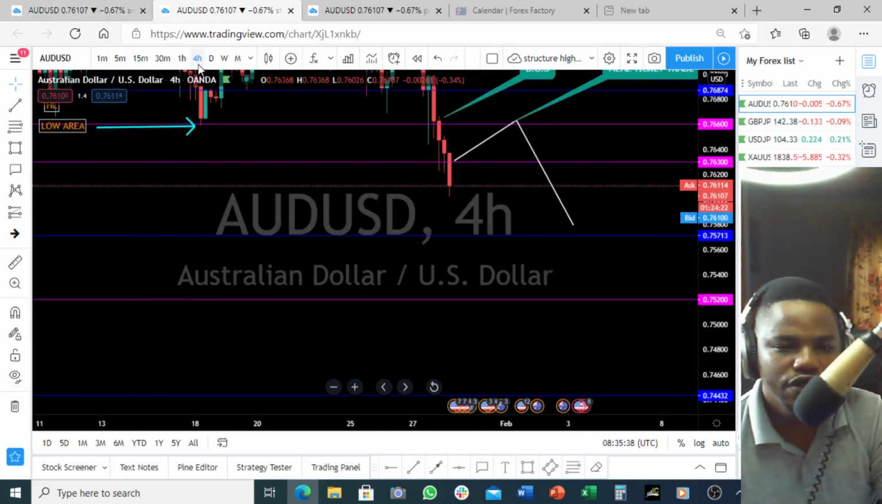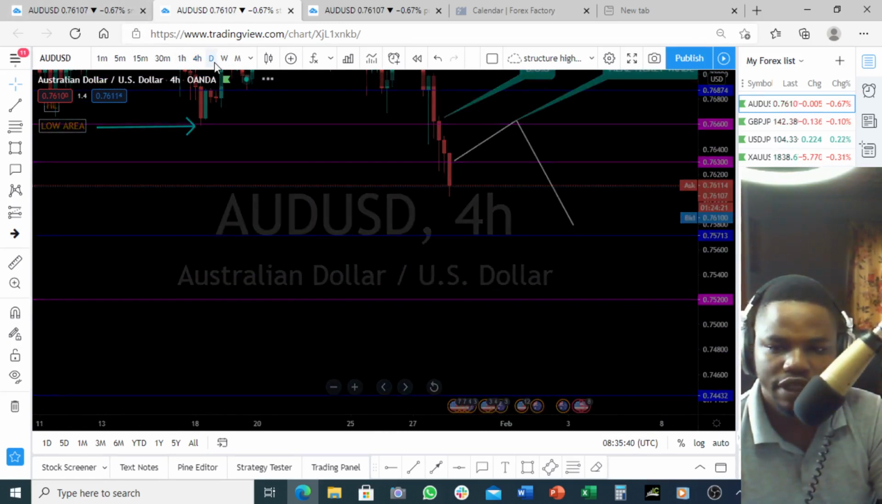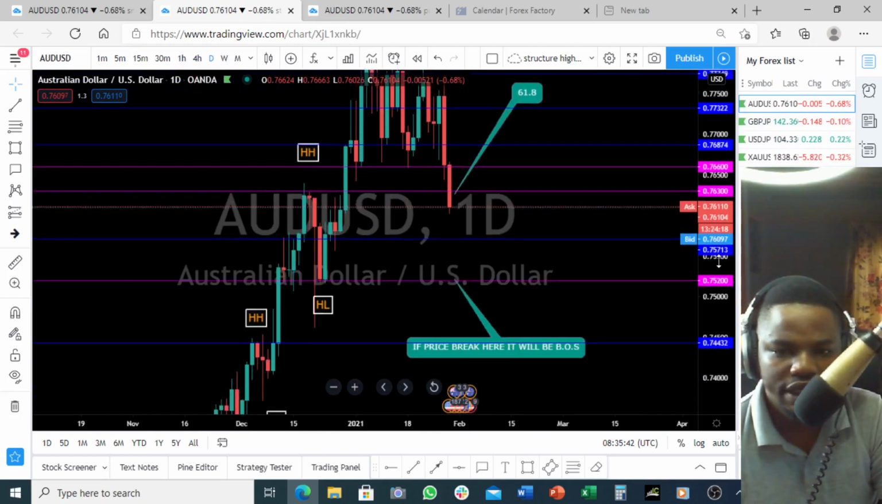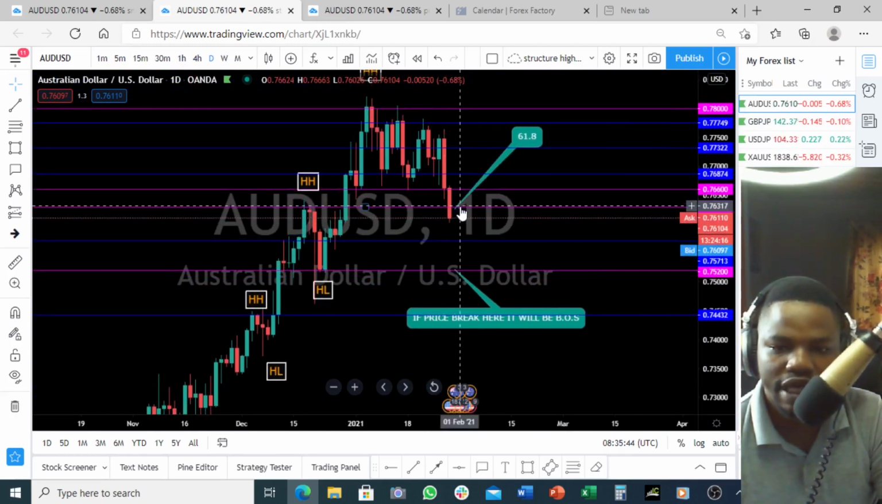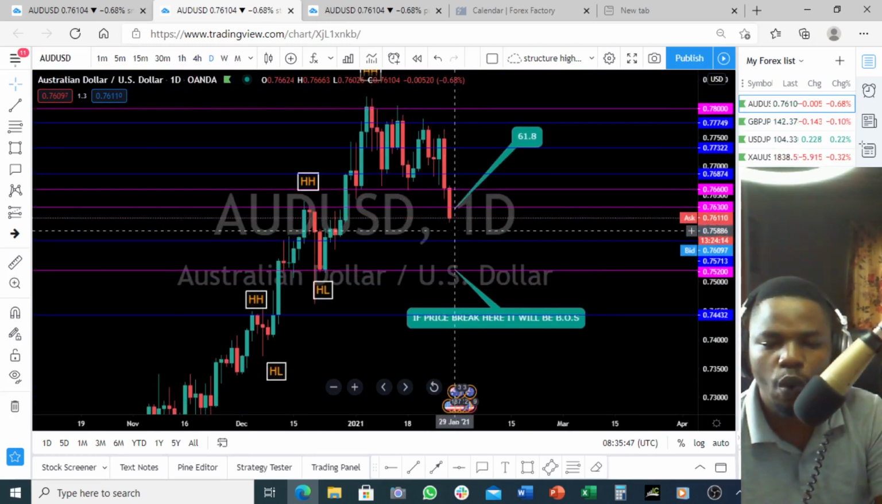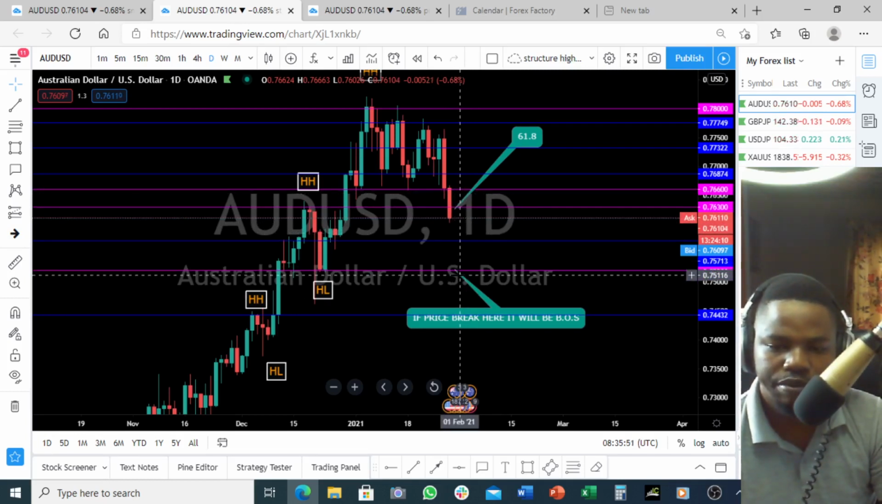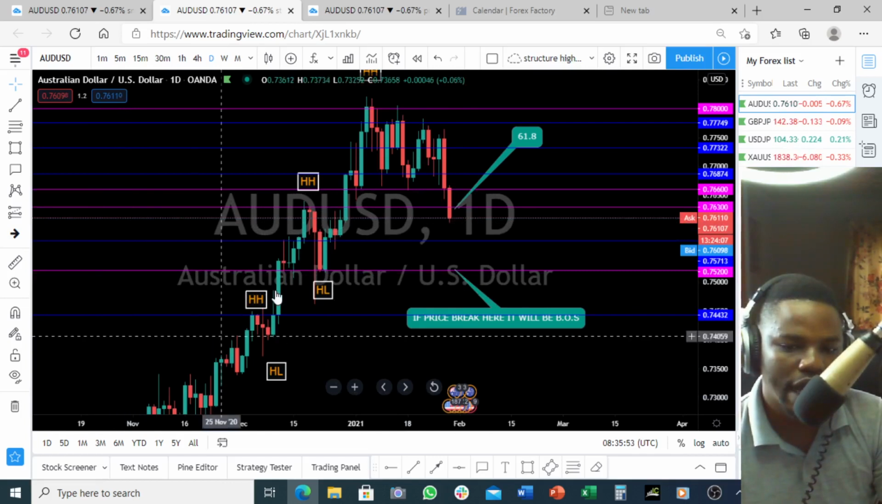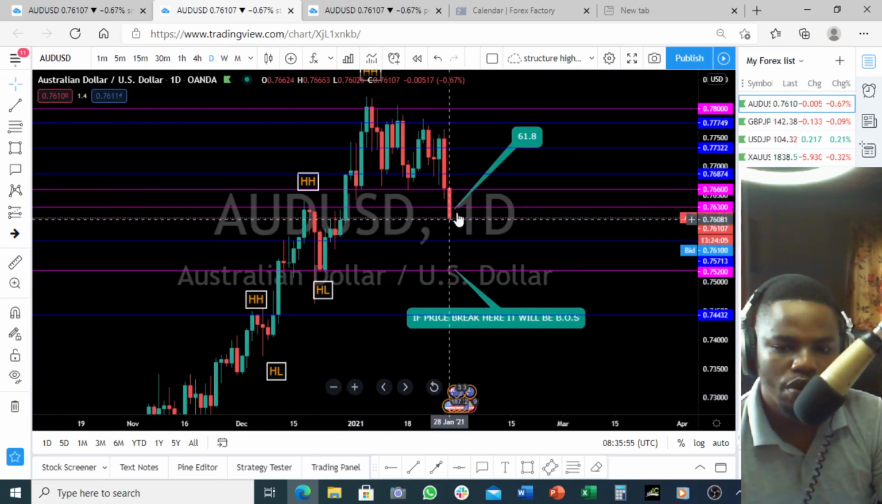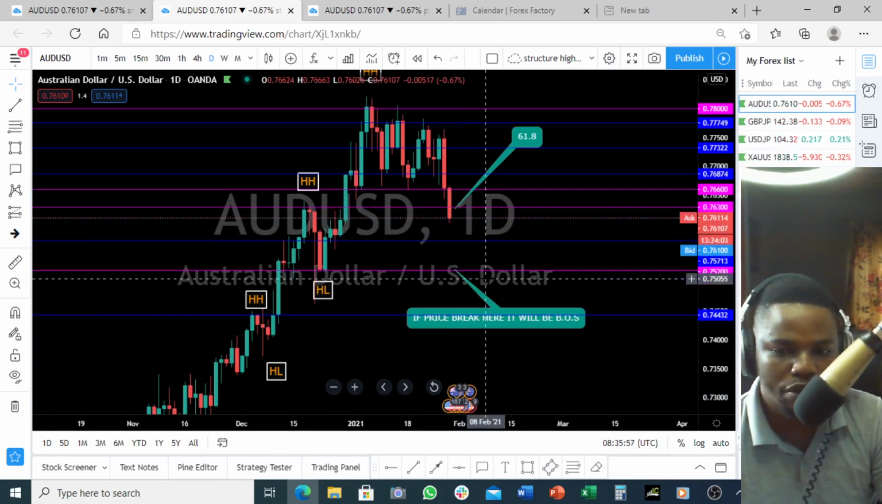But according to daily, this is very important. According to daily, the structure is not yet broken. It can be broken as it wishes from H4, but according to daily, it's not broken until it breaks this level. We are still on an uptrend. We are trying to catch the move, the counter trend move.